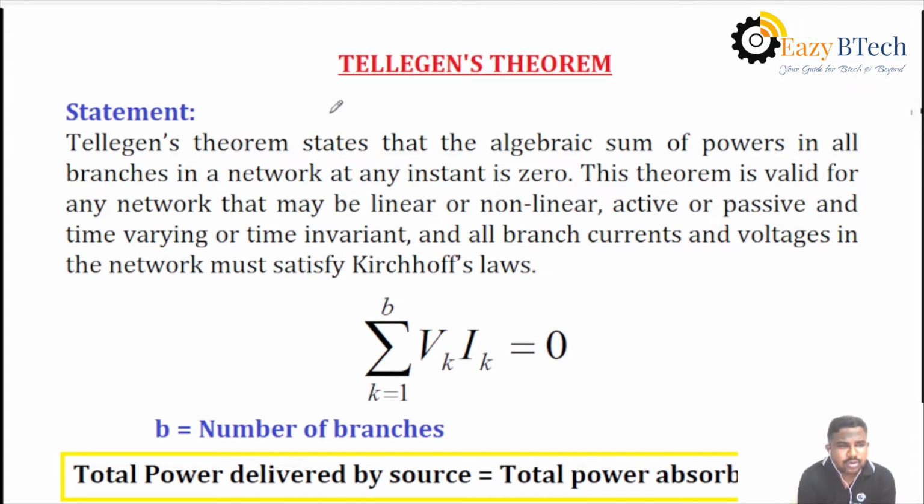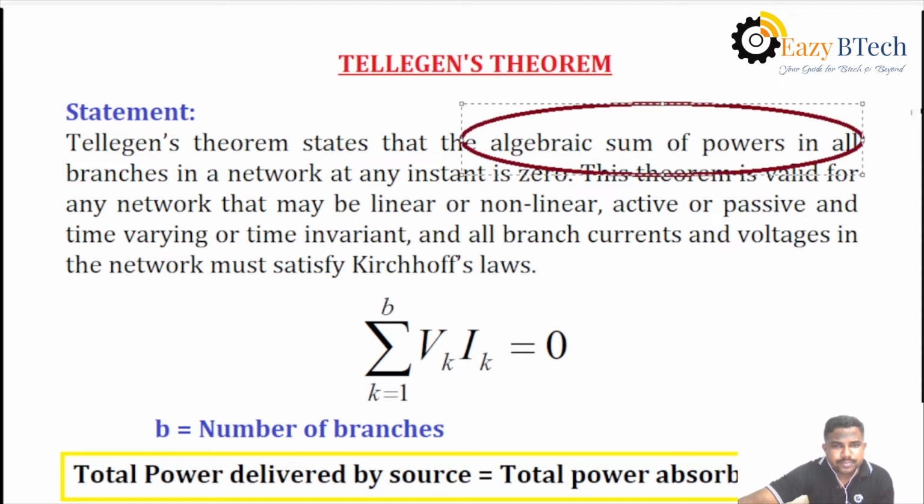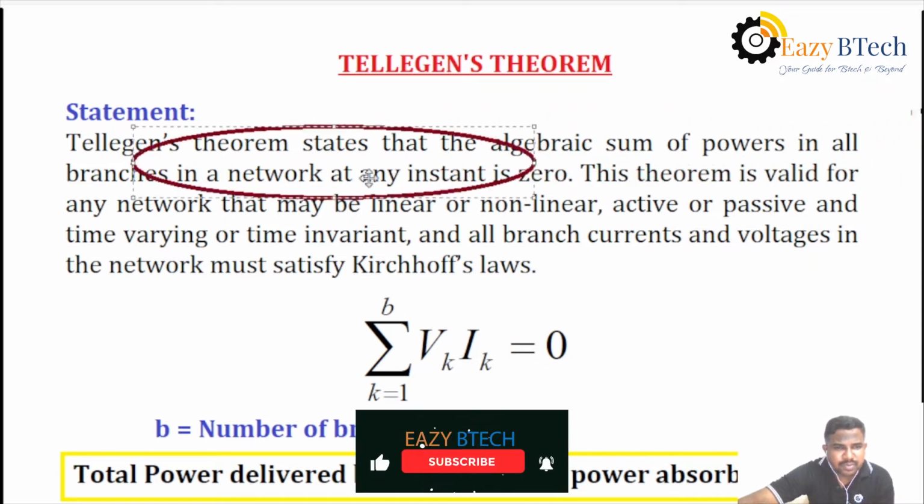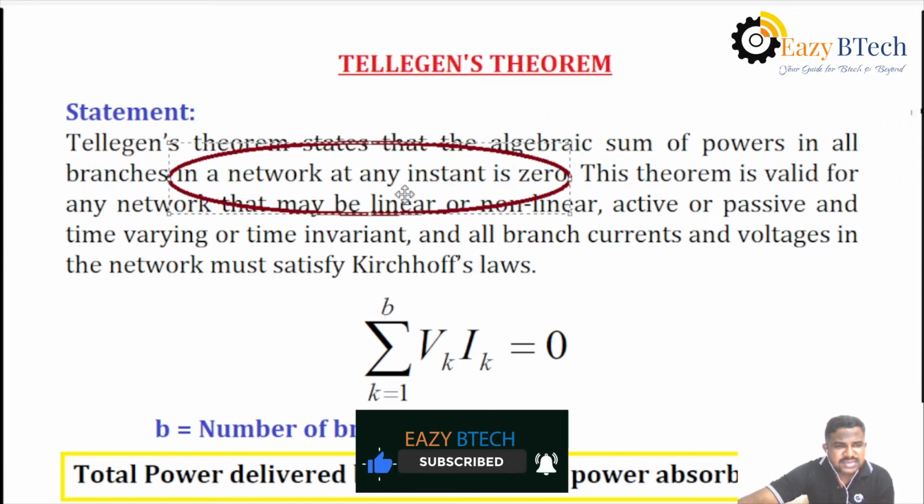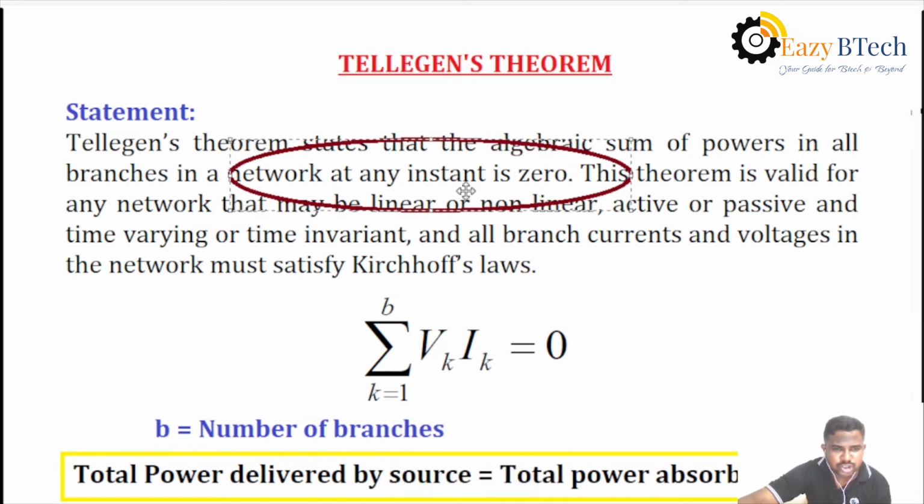In this present video, I will discuss Tellegen's theorem. First of all, what is the statement of Tellegen's theorem? That is, the algebraic sum of the powers in all branches in the given circuit is 0.